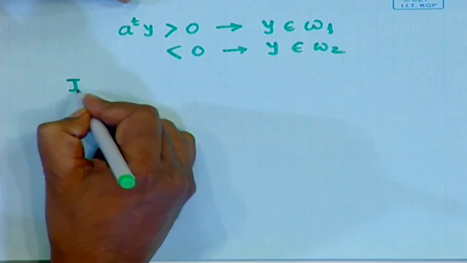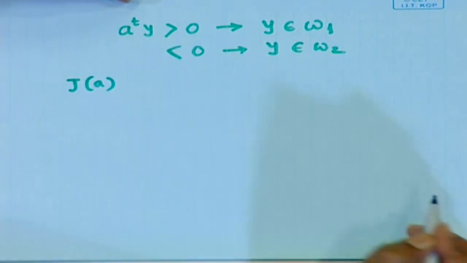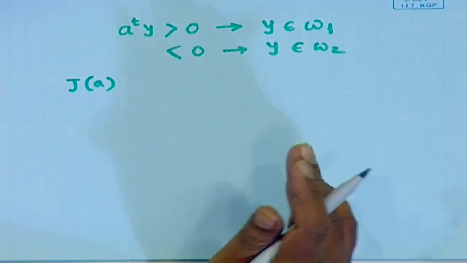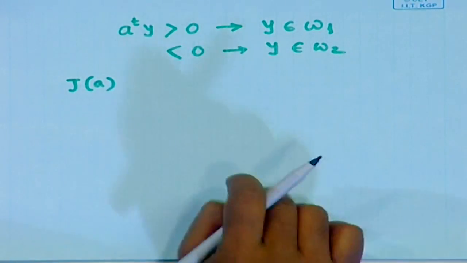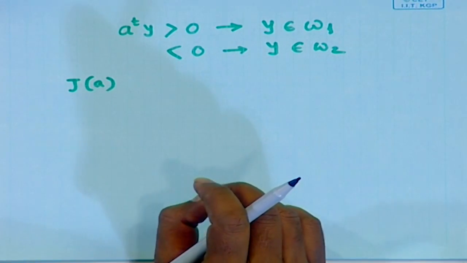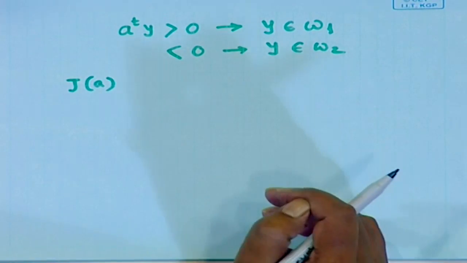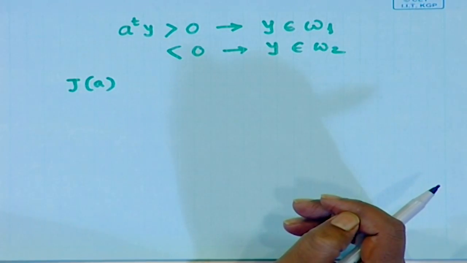We have said that if A is a solution vector, the criterion function will be minimum. If it is not a solution vector, the criterion function will be non-minimum. In general, we have a criterion function, say J, which is a function of A, because we are trying to find the proper value of A. Then we have adopted a gradient descent procedure to converge to the proper value of A.